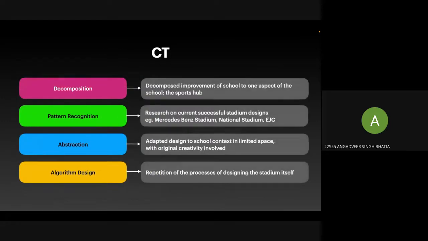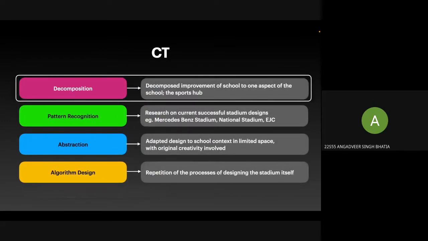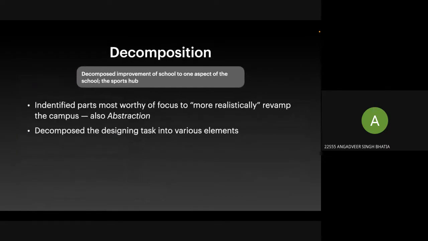I came up with a four-step approach to solve this problem. The first one was decomposition. I decomposed all these different parts and identified the parts which were most worthy of focus to more realistically revamp the campus, because it wasn't possible for me to revamp everything. This was also abstraction, because abstraction is simplifying a huge problem into smaller areas.